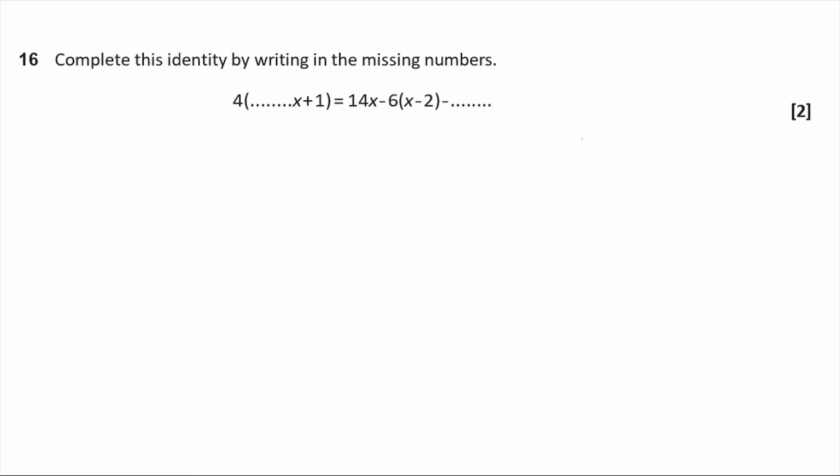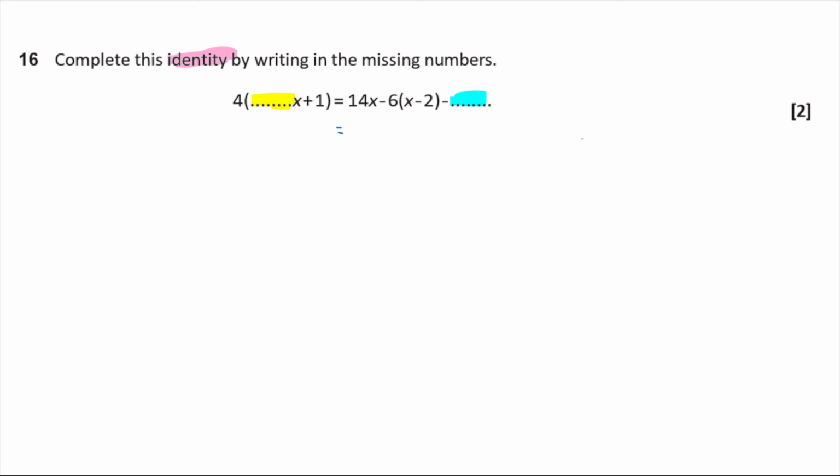Question 16. Complete this identity by writing in the missing numbers. Okay, so we've got a missing number that goes here, it's something x, so it's the coefficient of x on that first bracket. And we've got something that's being subtracted right at the end here. Now these two things are equal to each other. Now with identities, you don't want to be moving things over the equal sign. You want to be working on each side separately, making it look more like each other. That's generally the rule to get these done.